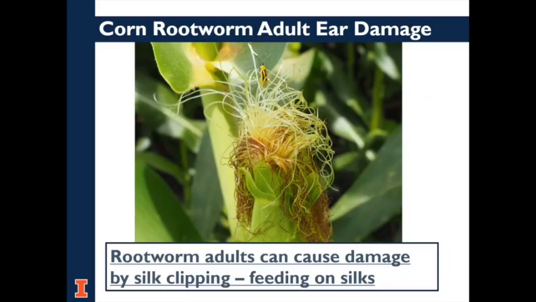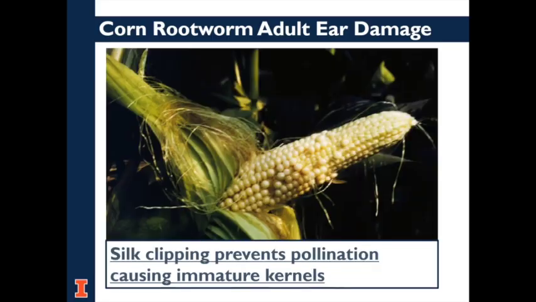Sometimes rootworm adults can also cause economic damage by silk clipping. Silk clipping is when adult rootworms feed on corn silks. If large populations of rootworm adults are present, silk clipping can impact yield. Each kernel on a corn ear is pollinated individually. Each silk acts like a stamen on a flower, and a pollen grain passes through that silk for pollination to occur. So silk clipping can actually disrupt pollination and result in many immature kernels on the corn ear.